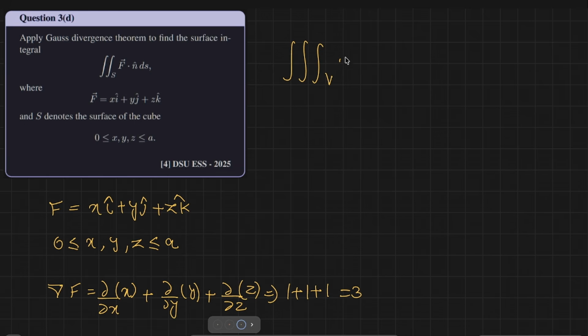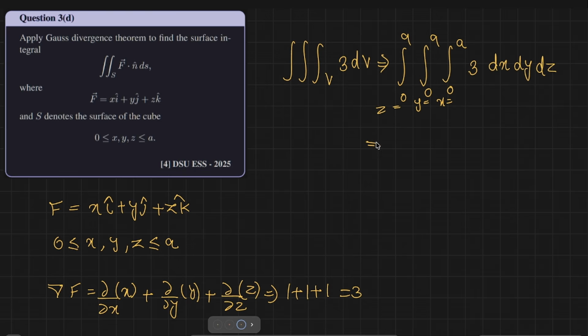It will be over the volume, 3 dV. So the triple integral from 0 to a, because all are 0 to a, for x, y, z, of 3 dx dy dz. When you solve, it will be 3a cube, because it is 3 times (a minus 0), (a minus 0) and (a minus 0). So it will be 3a cube. This way you can solve this Gauss divergence question.